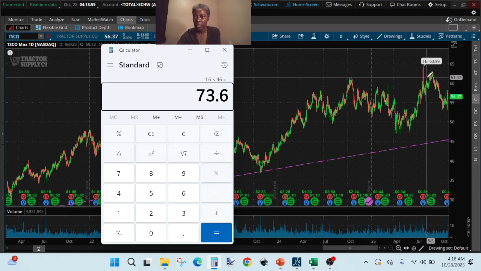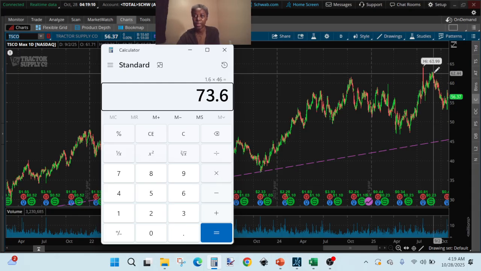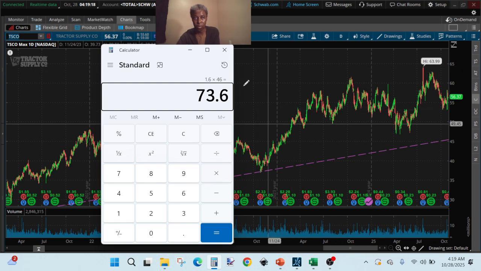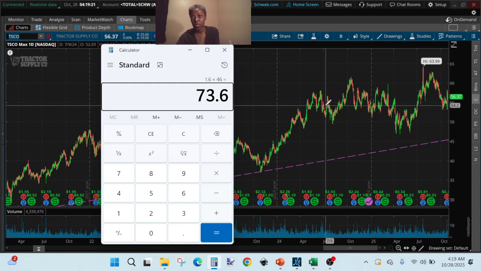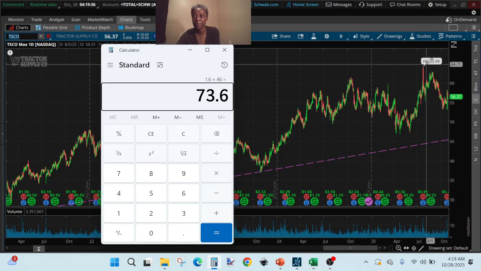So it reached the peak somewhere here in July, and we are in, and then it has not gone any higher than that. So for this stock, for instance, that strategy does not work, though for some others it might. 73.6 will be the price set, so that if it reaches 73.6, we will sell it.